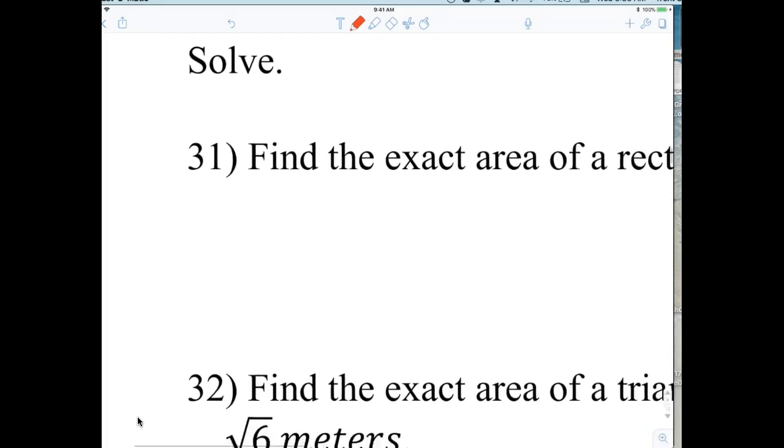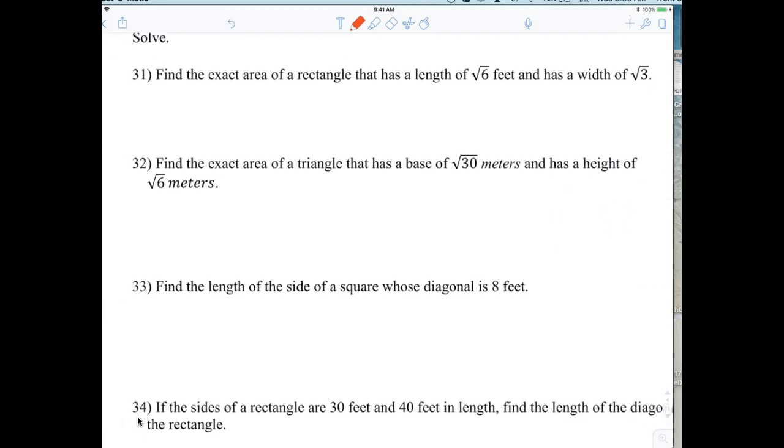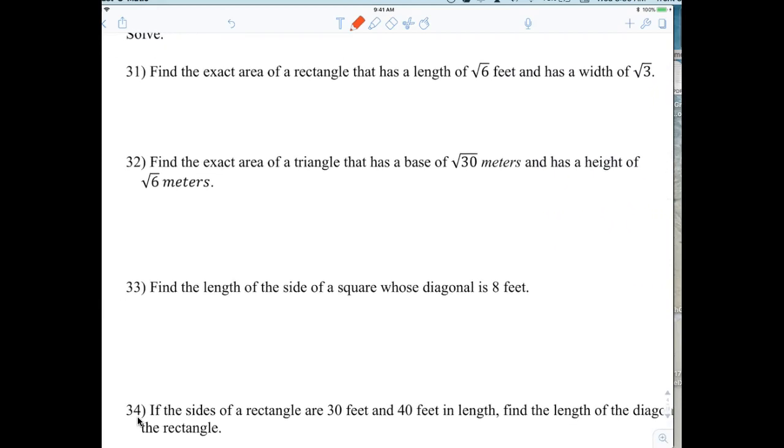All right, so now here we go. The fun begins. Some of you guys, I'm a little disappointed yesterday because you were whining about this without doing much thinking. So the exact area of a rectangle. In order to find the area, you had to know the formula, and the formula is length times width. So your area is simply the square root of 6 times the square root of 3. You see there's a common 3, so your answer should be 3 radical 2. That's all there was to 31.